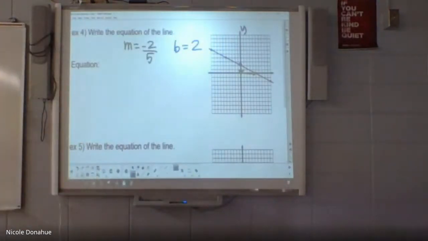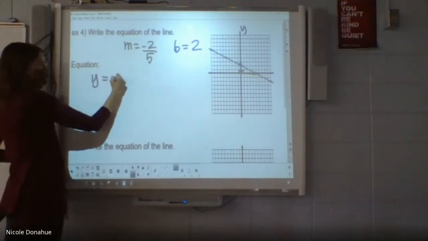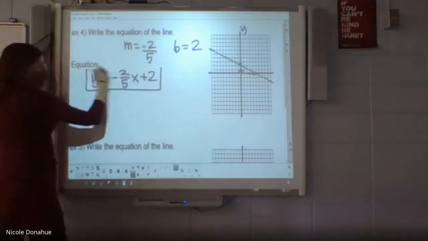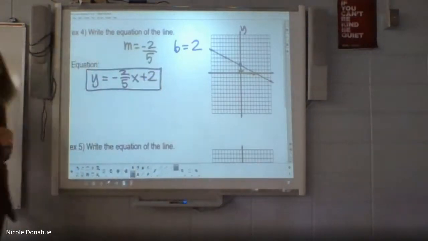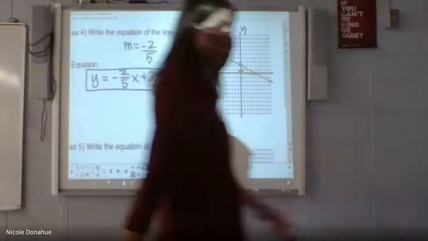So I know m, I know b, this goes back to our very first example. I can just write that in the equation. I don't even have to do any math other than some counting. y equals mx plus b. No need to grab a calculator, no need to multiply anything, we can just write that equation. Really great.